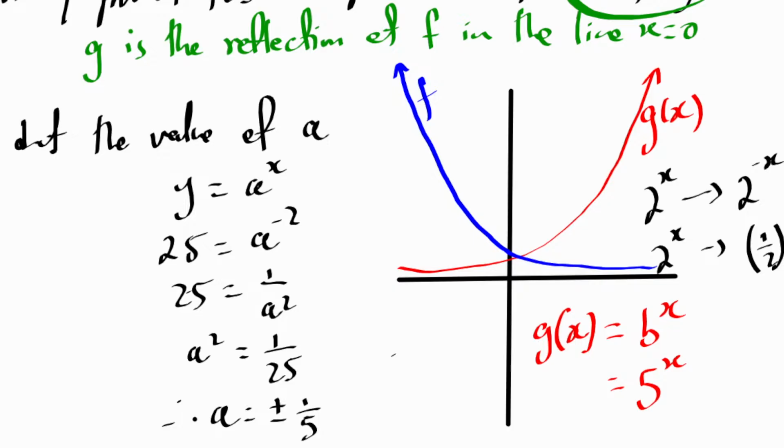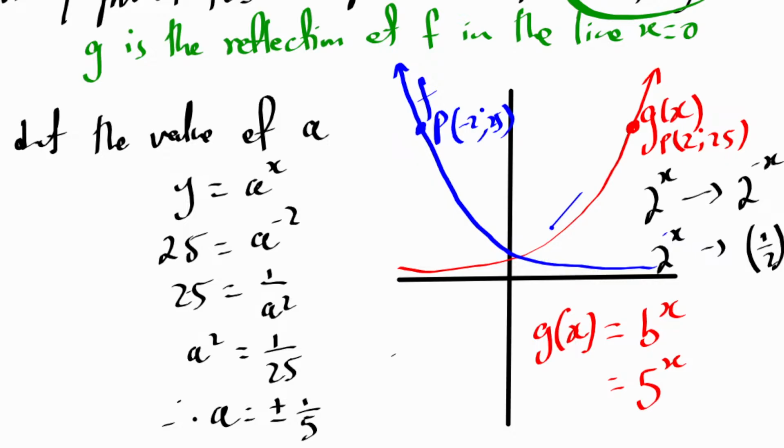Now, another one is what would be the coordinates of P prime. P prime in this case is the image of P on g. So if I've got P here as (-2, 25), the question is, what should be P prime on g of x? Given that g of x is a reflection of f in the y-axis, what changes? The y value stays the same and the x value changes, right? So instead of having P as (-2, 25), you're going to have P prime as (2, 25).